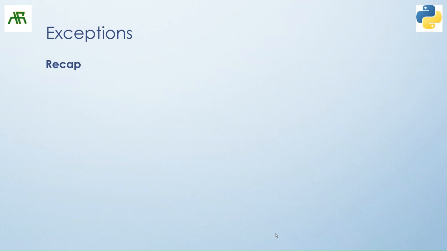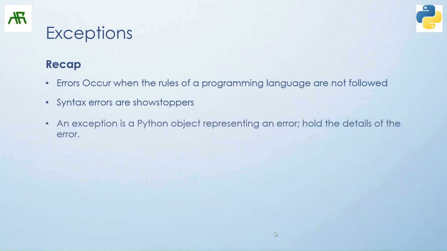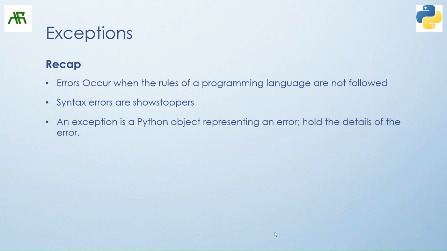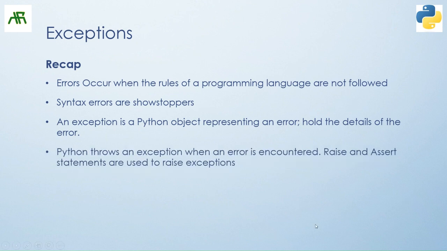Let's have a quick recap of exceptions and exception handling. An error occurs when the rules of the programming language are not followed. Syntax errors are showstoppers. Nothing moves forward from there. An exception is a Python object representing an error that holds the details of the error, like file name, position of the error, and so on. Python throws an exception when an error is encountered.